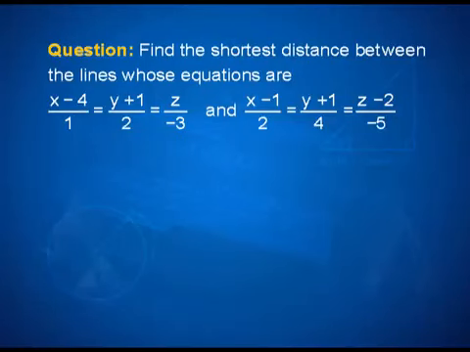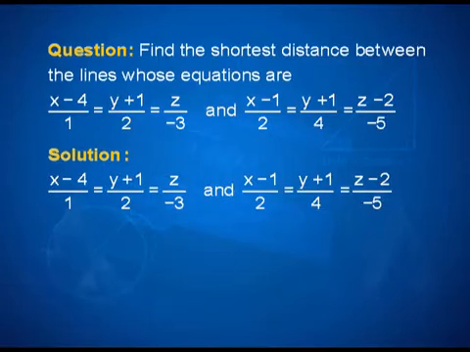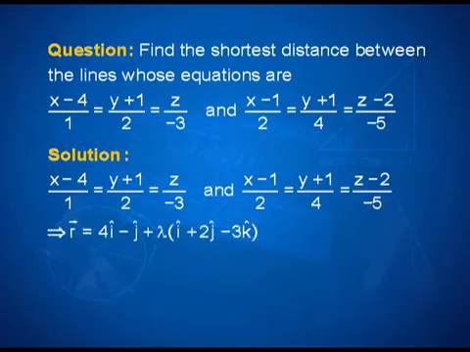The question here has two lines given as (x minus 4) by 1 equal to (y plus 1) by 2 equal to z by negative 3, and the second line is (x minus 1) by 2 equal to (y plus 1) by 4 equal to (z minus 2) by negative 5. So, what you all have to do is translate these equations into the vector form. We know the known point on the first line was 4, negative 1, 0, and therefore, our vector r is equal to 4i cap minus j cap plus lambda times.